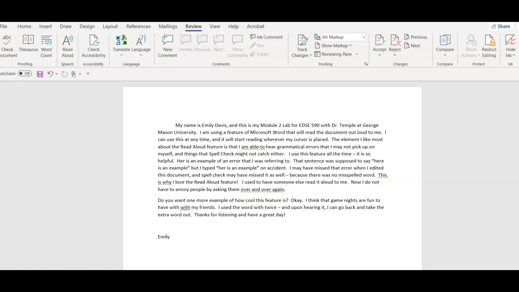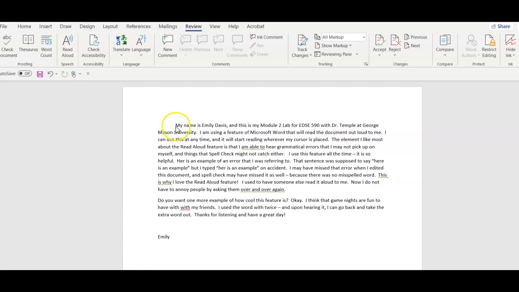Hi, this is Emily. This is my Mod 2 lab, and it is going to be going into Microsoft Word and having the feature read aloud, read whatever I write to me. So on my version of Word, you go under Review, and it is the fourth option over. It's just called Read Aloud, and that's exactly what it does.